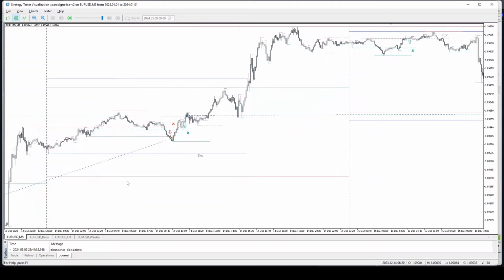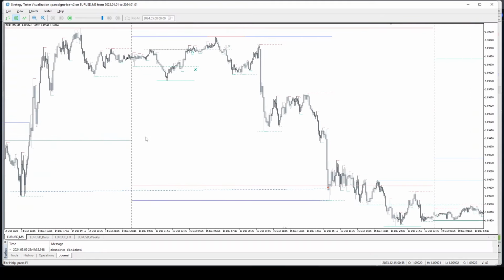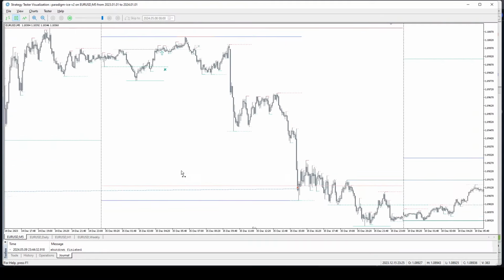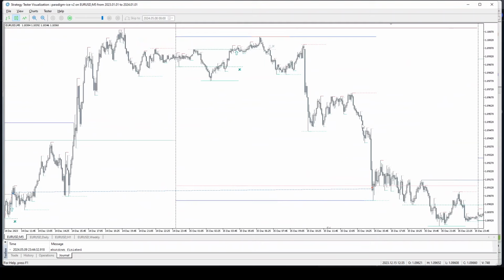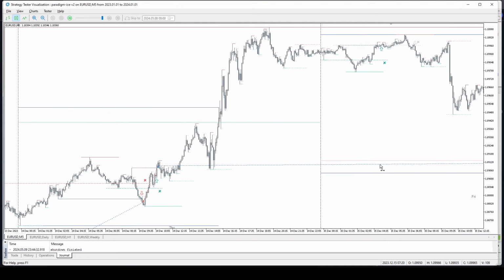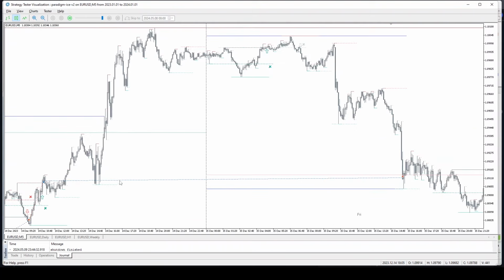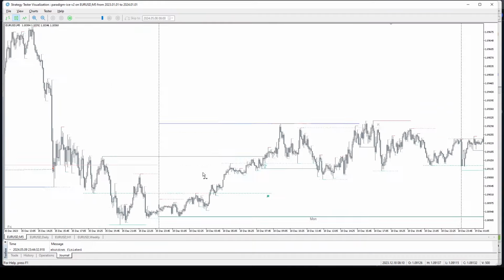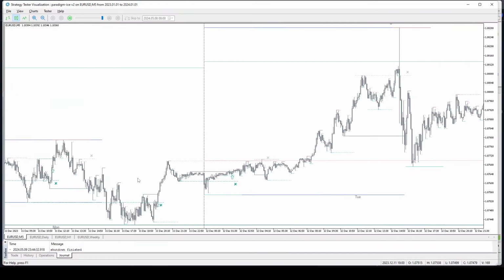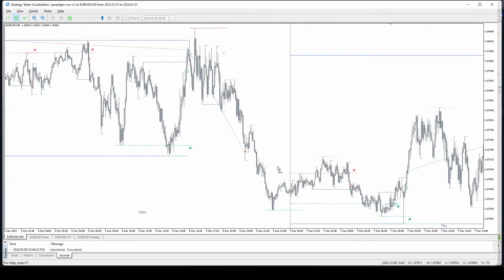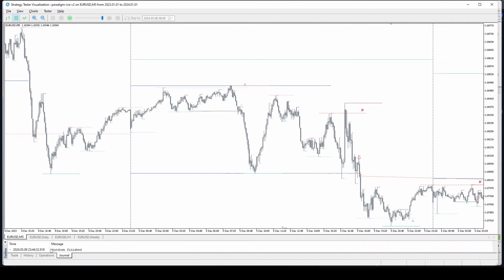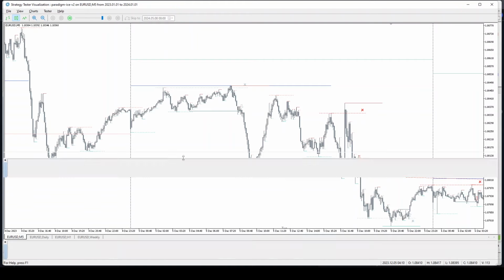Because the bias is still bullish, and you had a really strong retracement that stopped it out at break even. Okay, so that's a stop out at break even, which happens, right? So those are just a few of the trades. You can see all the history of the trades that we're taking here.